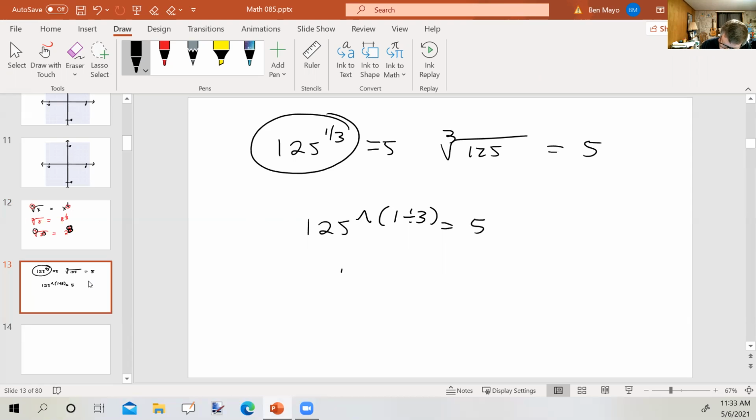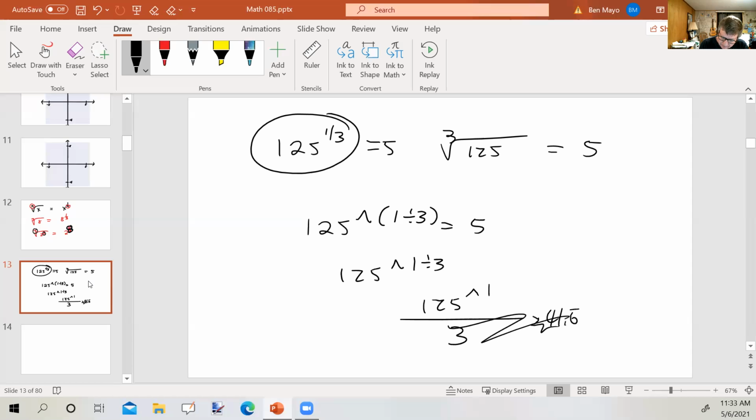I have to be careful though. If I write it without parentheses, I won't get the correct answer because the calculator reads that as 125 to the 1 power divided by 3, which will not give you the correct answer. 125 divided by 3 is like 41.6 repeating. Anyway, you want to put a grouping symbol around the exponent so the calculator knows that all of the 1/3 is the exponent, not just the 1.